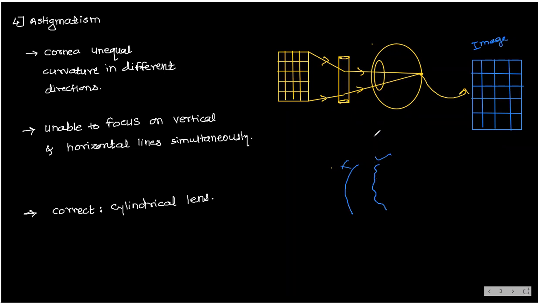So due to this, what happens? The person cannot focus on horizontal and vertical lines, and that's why we are using cylindrical lens for correction, so that the person can focus on horizontal as well as vertical lines. Understood? Is that clear?